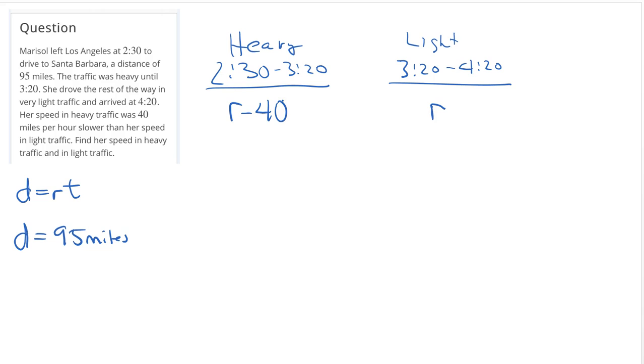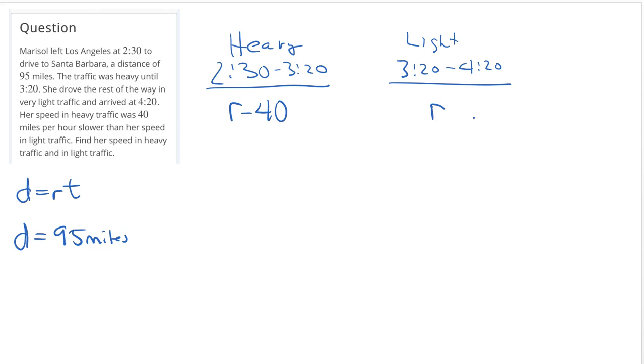Honestly, that is the key to the problem, so I want to make sure you understand that. In light traffic, we didn't know how fast she was going, so I just called it R. But we do know that in heavy traffic, it was 40 miles per hour slower than R. So say she was going 80 in light traffic, which is way too fast, then she would be going 40 in heavy traffic. Or say she was going 60 in light traffic, then she would only be going 20 in heavy traffic. So whatever she's going, I'm going to subtract 40.